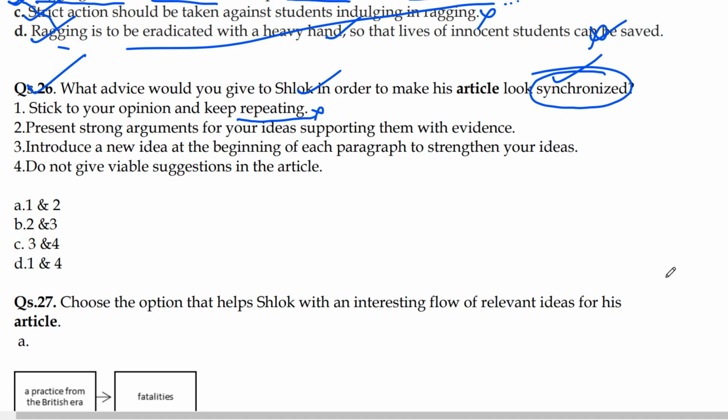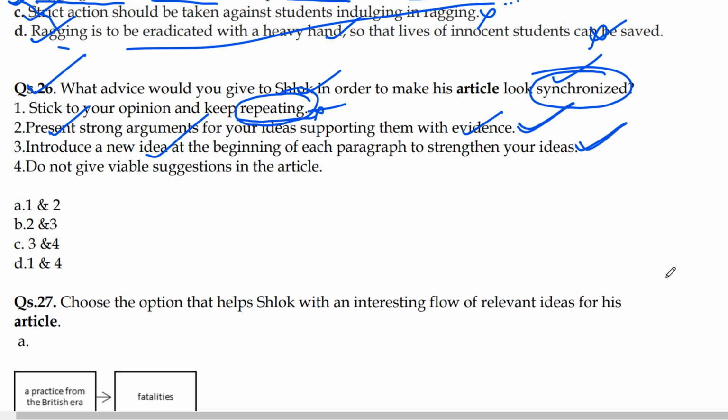Stick to your opinion and keep repeating. Is it a good advice to synchronize his article, to stick to his opinion and keep repeating? We are never allowed to repeat ideas in an article, because an article is only a short writing, and within that short writing you need not repeat your ideas again and again. Next, present strong arguments for your ideas, supporting them with evidence. Yes, that is very essential. That argument should be supported with evidence. That is a good way of writing an article. Look at the next one. Introduce a new idea at the beginning of each paragraph to strengthen your ideas. That is also a very healthy suggestion. Each paragraph should begin with a new idea. So this and this can be selected.